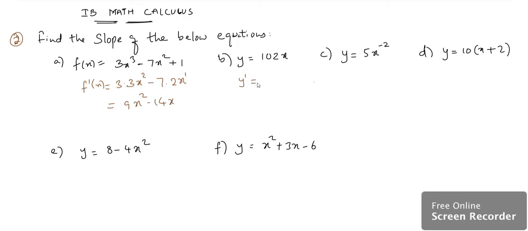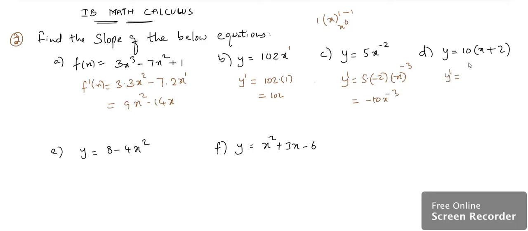Similarly for this one, y dash, 102 remains, and the derivative of x is 1. So basically you will have 102. As I told you, remember it is x raised to 1. As per the power rule, it says decrease 1, so x raised to 0 means 1. That's the reason I'm writing directly 1. Again y dash 5. Now this is where we have a negative exponent. Same process, minus 2 x raised to decrease by 1. Decreasing by 1 means the next number is negative 3, so minus 10 x raised to negative 3.